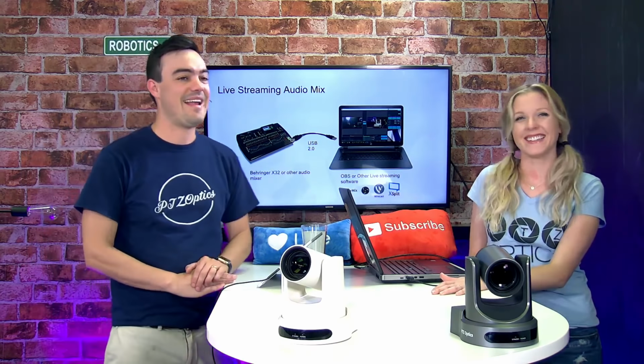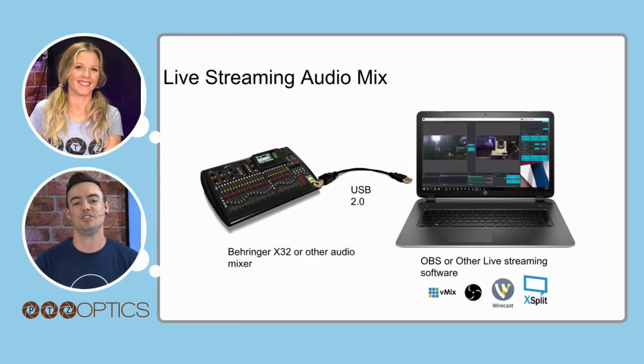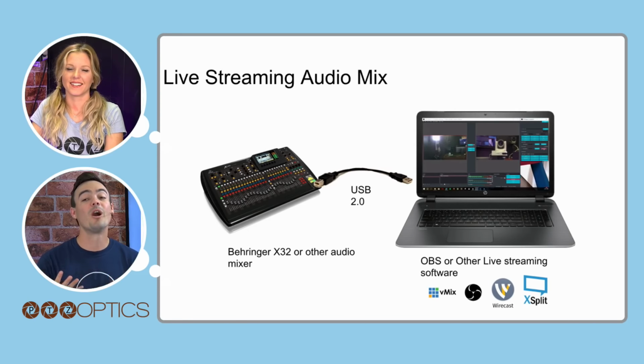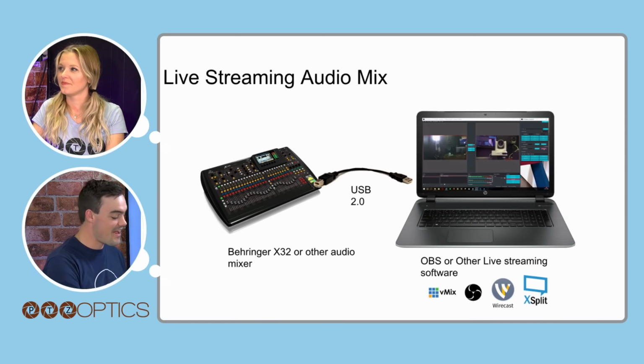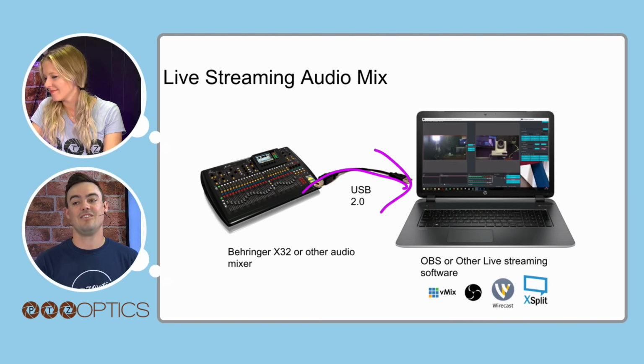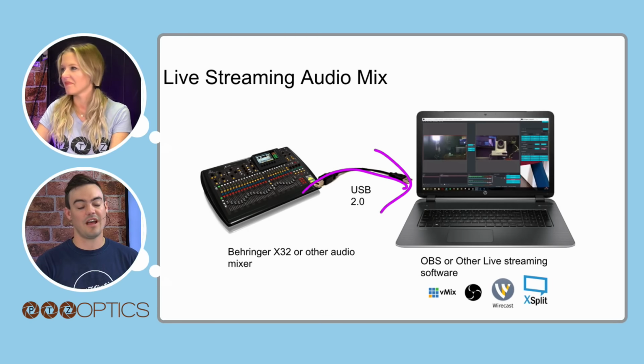Yep. So the next one, this is the easy part, the simplest part, and this is the part I love to tell churches. If your audio system is set up, the hard part is done. Just connect that mixer via USB. It already exists, and you can plug that in directly to your live streaming software.